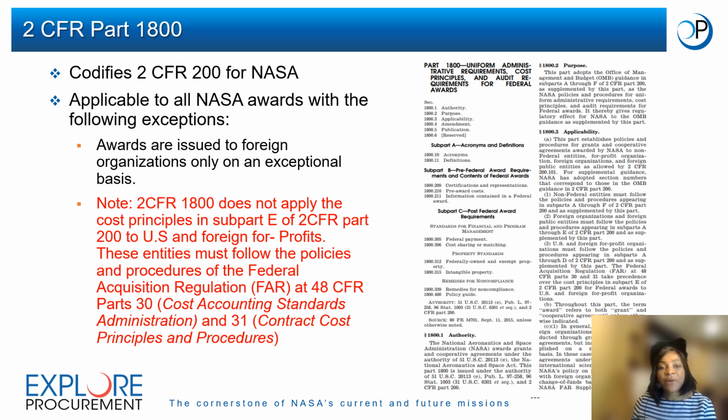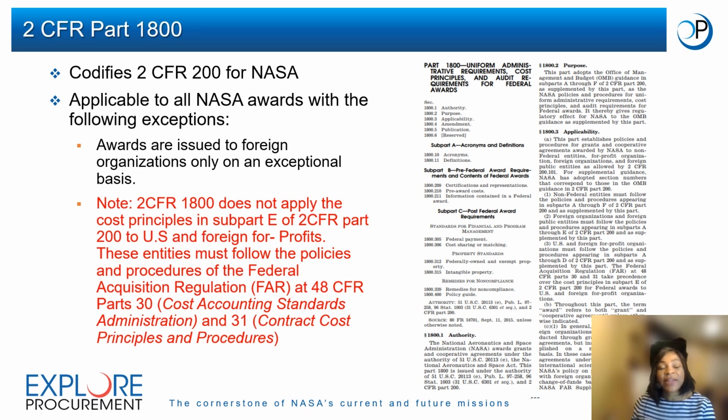Although the 2 CFR Part 200 provides uniform guidance for all federal awards, the regulation is not effective until each awarding agency codifies it by issuing its own regulation. NASA has codified its adoption of 2 CFR 200 by publishing 2 CFR 1800. NASA's regulation states that 2 CFR 200 applies to all NASA awards, and it also outlines several exceptions to 2 CFR 200 that NASA has chosen to implement.